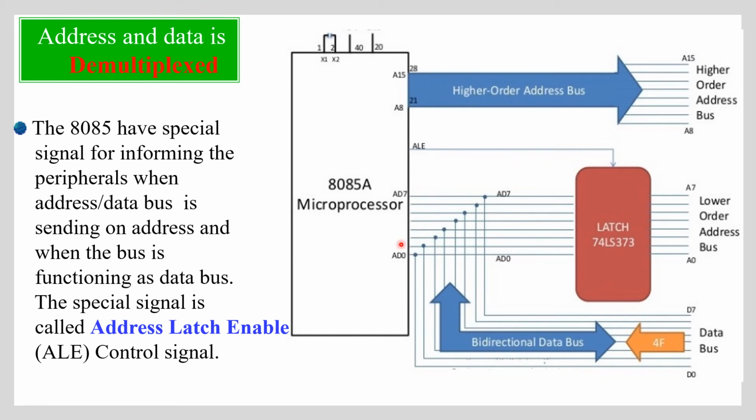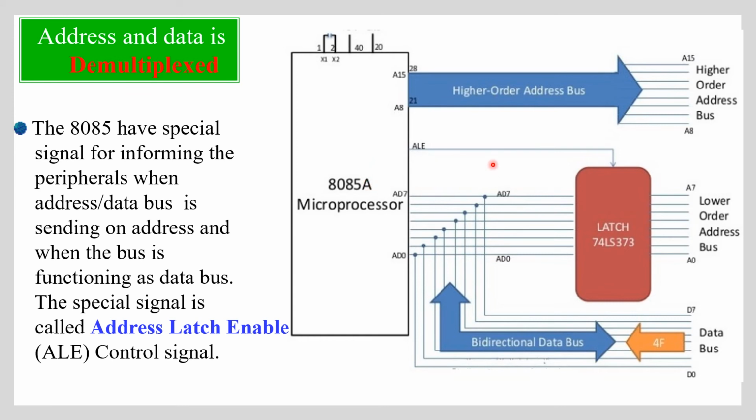Clear? So AD0 to AD7 are multiplexed, but using a single control signal, that is address latch enable, ALE. When the control signal is one, it will send the address, and when ALE is low, the peripheral device will come to know that now it is sending the data. So it is controlled by ALE, address latch enable.